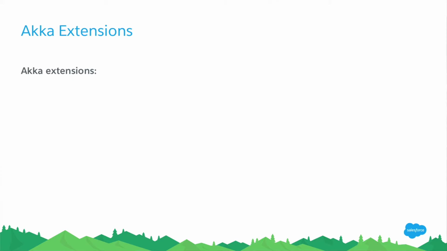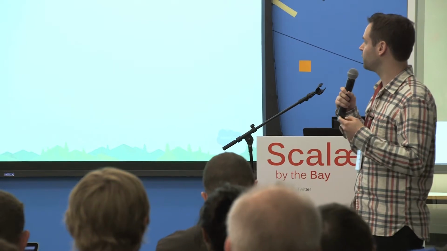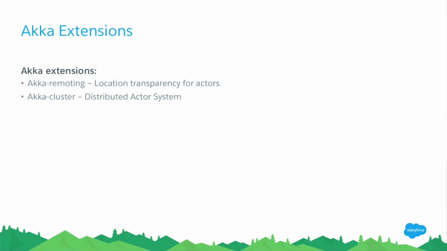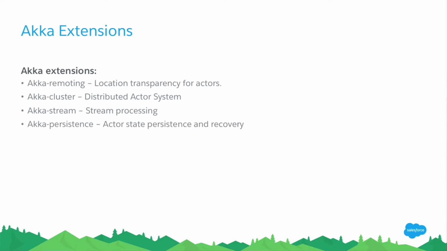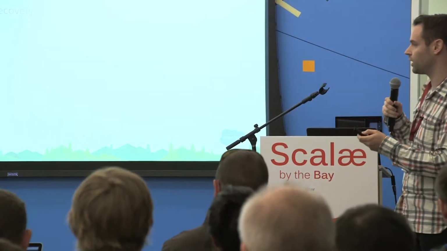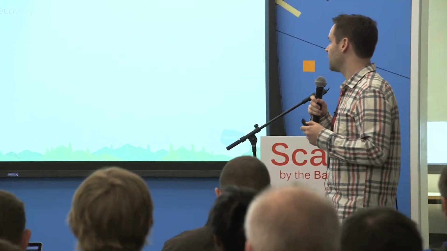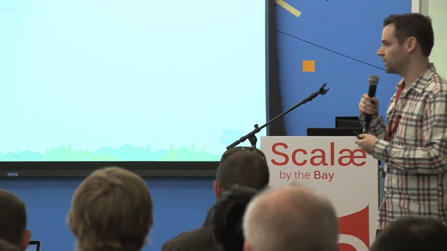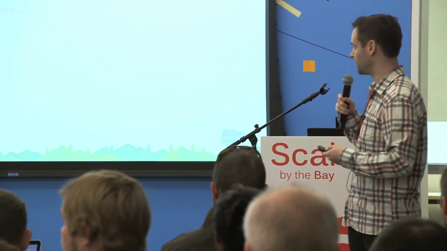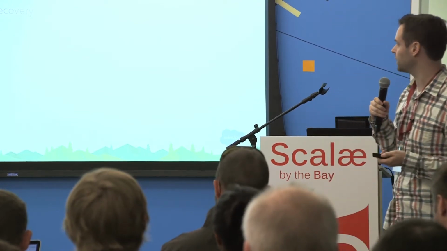Akka comes with extensions. There is the Akka remoting extension for actor system to talk to a remote actor system. There is the Akka cluster extension for spreading your actor system over multiple machines, and Akka stream for doing stream processing using actors. Akka persistence for doing actor backup, actor state persistence and recovery. And so, of course, there's a lot more extensions. This is just not an exhaustive list, and you can also write your own pretty easily.